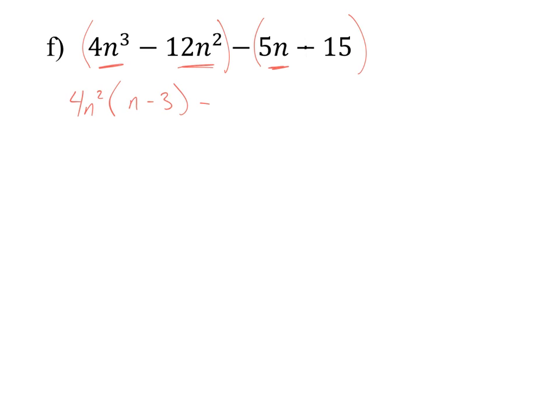Over here, it looks like we could take a 5 out of both of these. So if we take a 5 out, then we'll have an n minus 3 over here. That makes things really nice because if we do this grouping method on a much larger scale now, both of these terms have an n minus 3. So that n minus 3 is going to be the thing that we remove. That's going to leave us with the 4n squared minus 5.